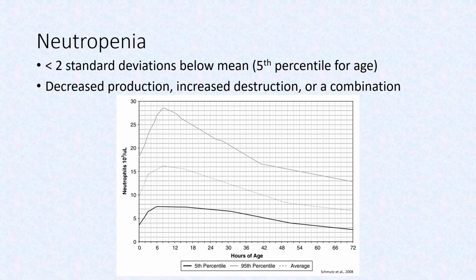Statistically, neutropenia is defined as an ANC less than 2 standard deviations below the mean value, or below the 5th percentile for postnatal age. Neutropenia can be secondary to decreased production of neutrophils, increased neutrophil destruction, or a combination of these mechanisms. Neonatal neutropenia occurs most frequently in association with maternal hypertension, sepsis, twin-twin transfusion, alloimmunization, and hemolytic disease. During the first 72 hours of life, the white blood cell count, ANC, and IT ratio follow a roller coaster pattern when plotted on a graph.